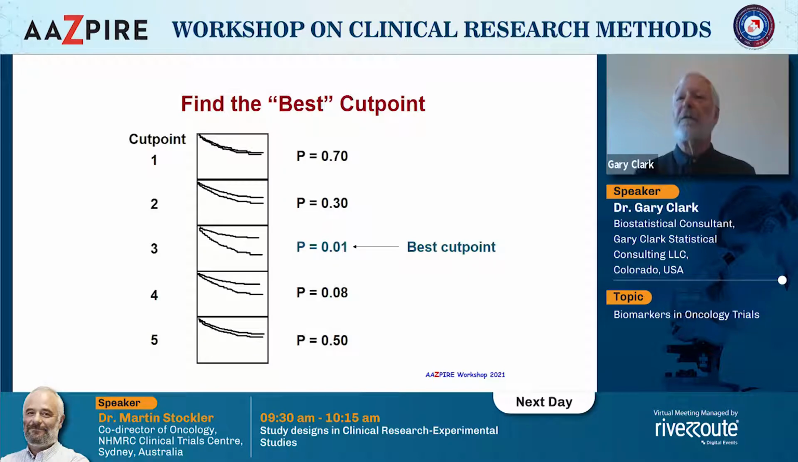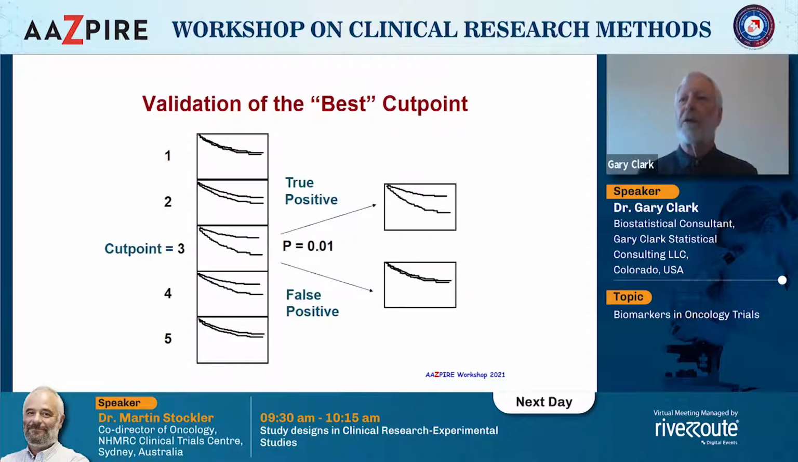The question now becomes, well, if we were to use this optimal cut point on a new group of patients and conduct a new study, are we going to get a true positive and they'll separate just as much? Or might we get a false positive and when we try to validate it, they come back together again?